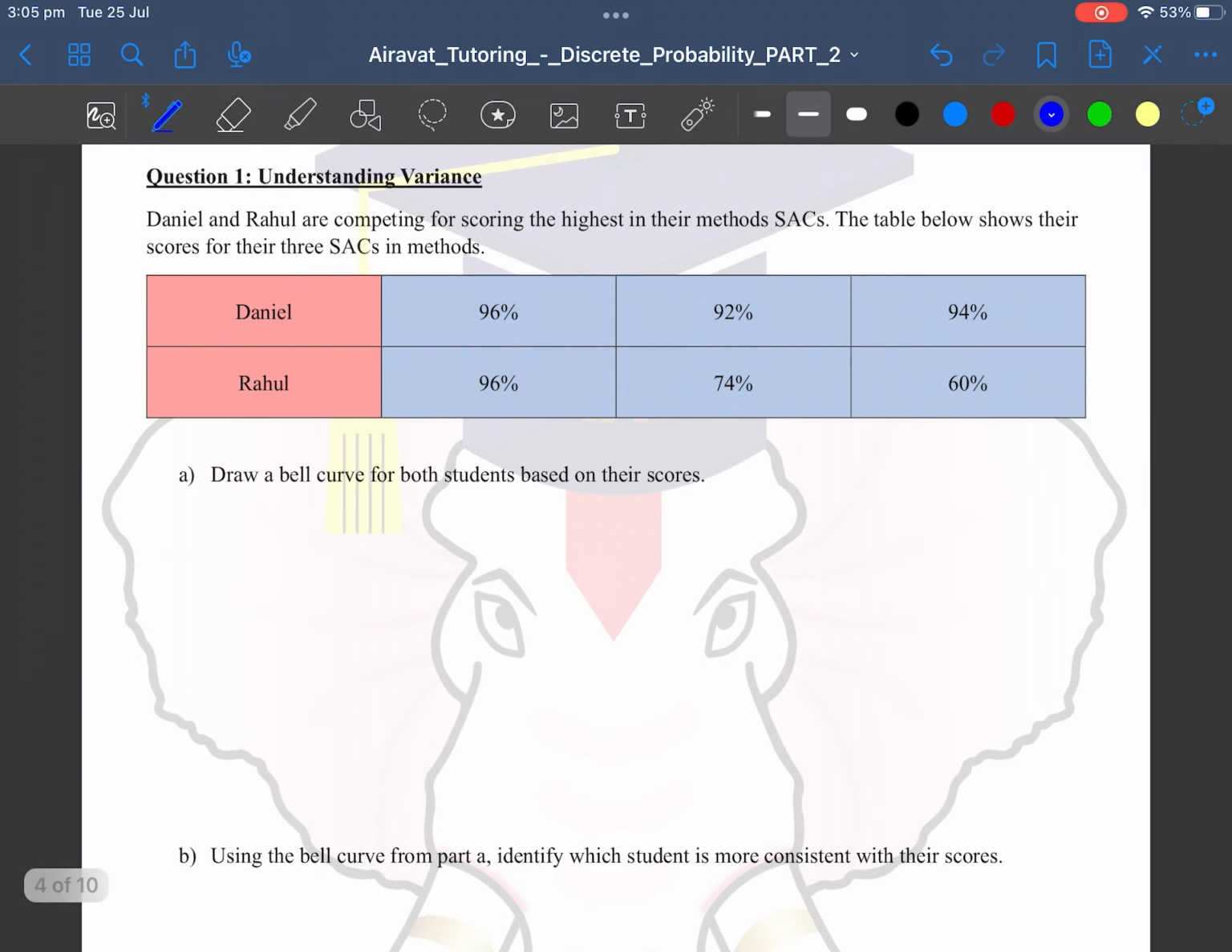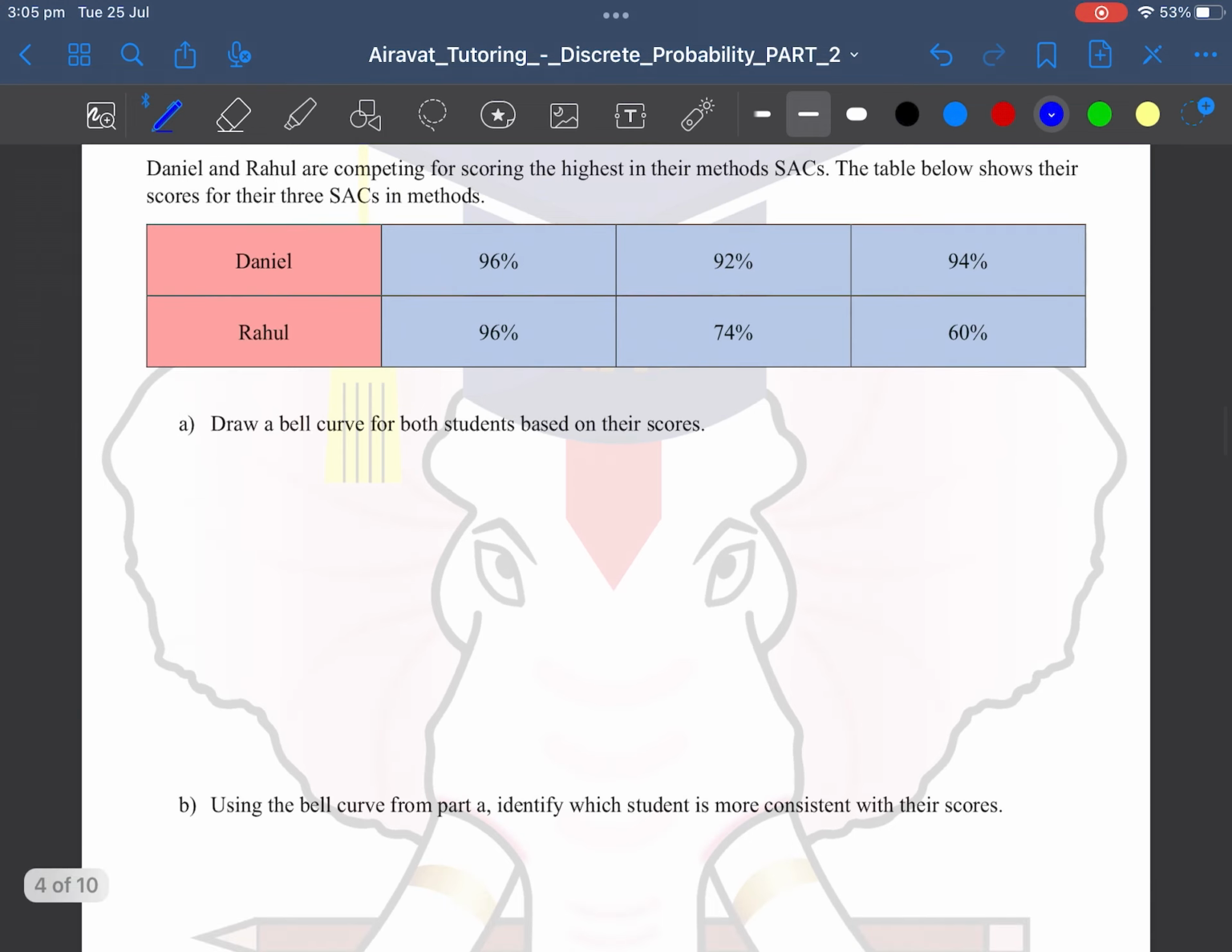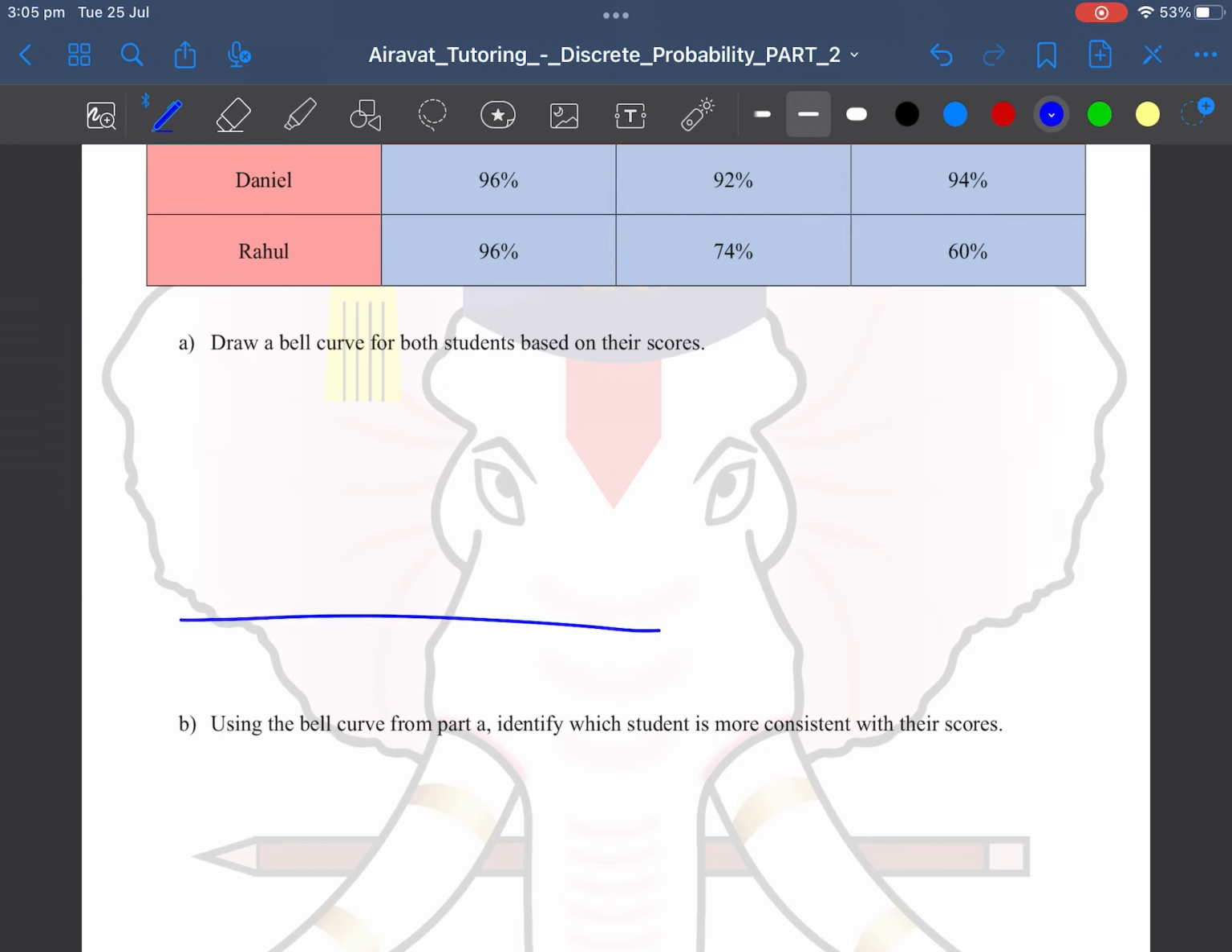Daniel and Rahul are competing for the SAC scores, the highest maths SAC scores. The table below shows their scores for 3 SACs in maths. Draw a bell curve for both students based on their scores. What is a bell curve? Well, it just looks simply like a bell. So this is a bell curve.